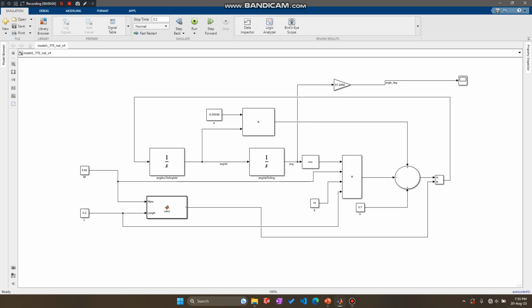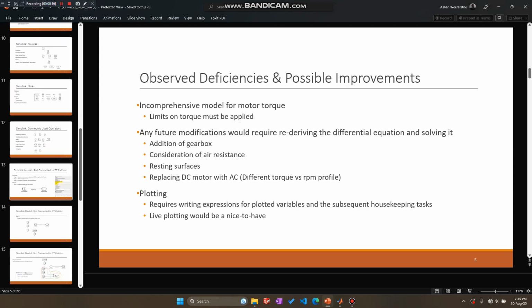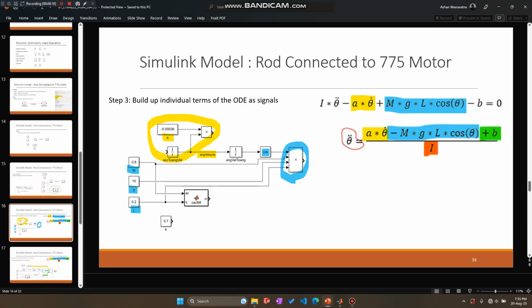Now I realized that I had made an error upon running the simulation and comparing the results with what I obtained in MATLAB. So if we go back to the equation, I have in lecture 3, I defined the symbol L as half of the length, not the whole length. So the expression for gravity is actually mass times g times half of the length of the rod times cos theta.